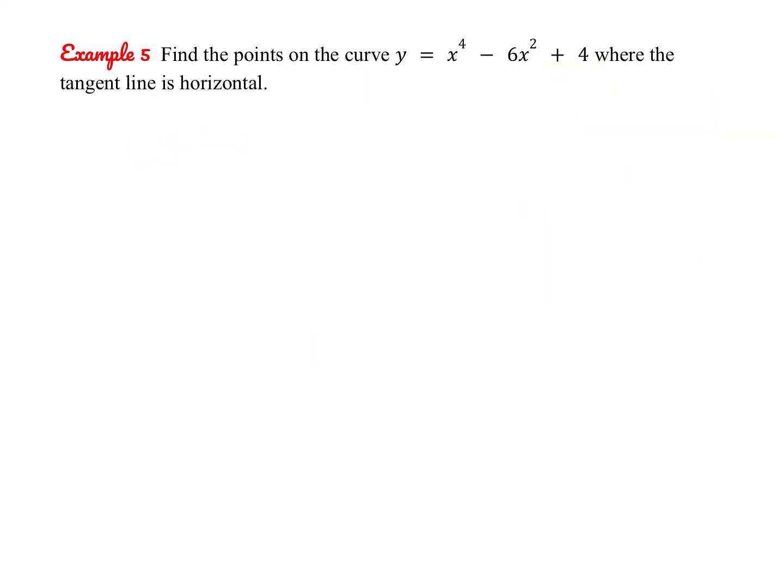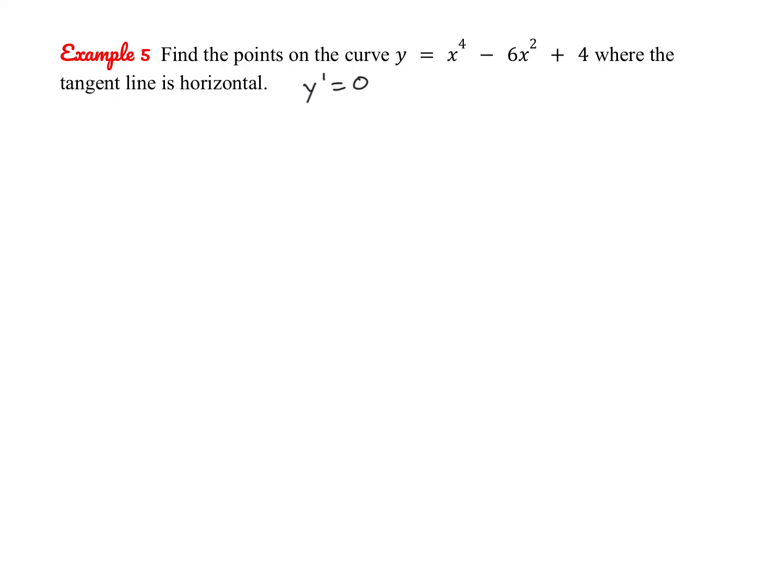All right, let's try one more together. So here we're going to find the points on the curve y equals x to the 4th minus 6x squared plus 4, where our tangent line is horizontal. So first we need to interpret what they are really asking us to find. If our tangent line is horizontal, that means that y prime is 0. The horizontal lines have a slope of 0.